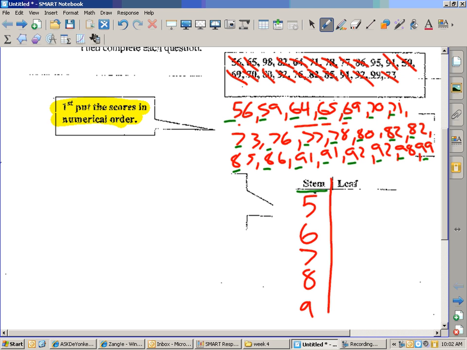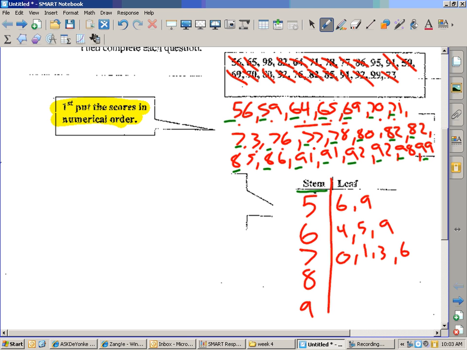So you go back to where your 5s were. There's a 6. And there's a 9. Go to your 6s. There was a 4, a 5, and a 9. Go to your 7s. There was a 0, a 1, a 3, a 6, a 7, and an 8.